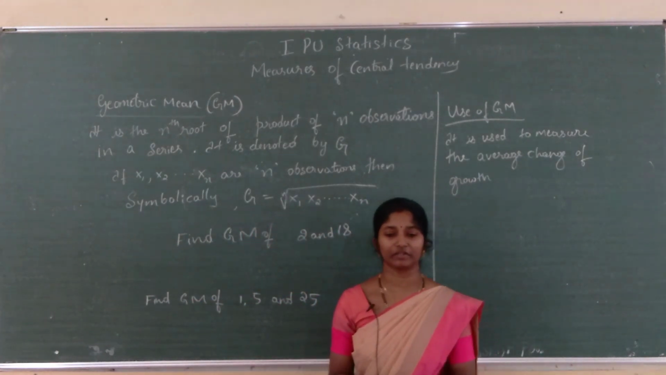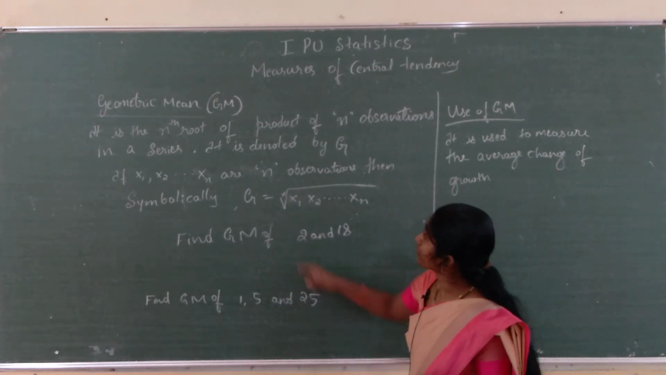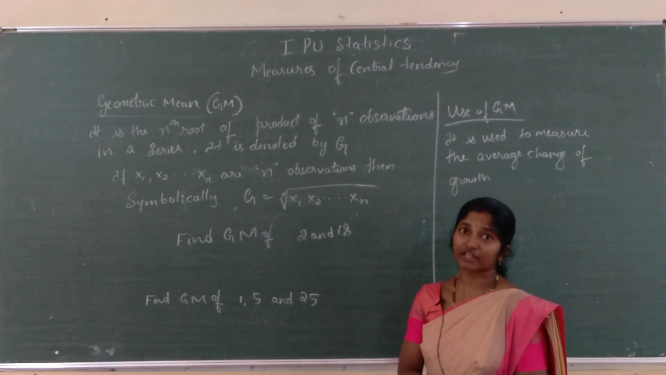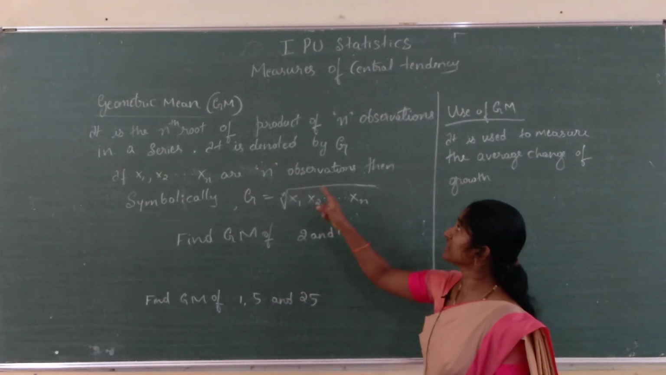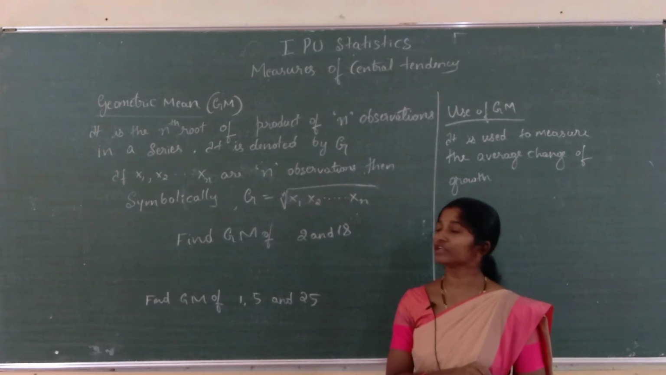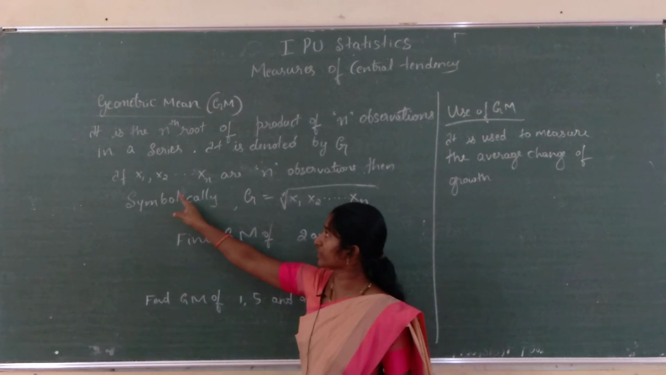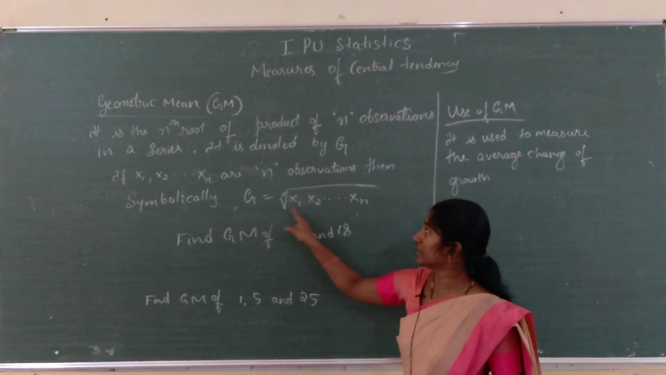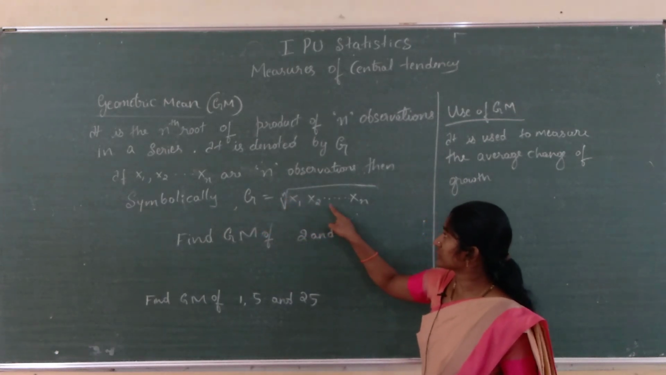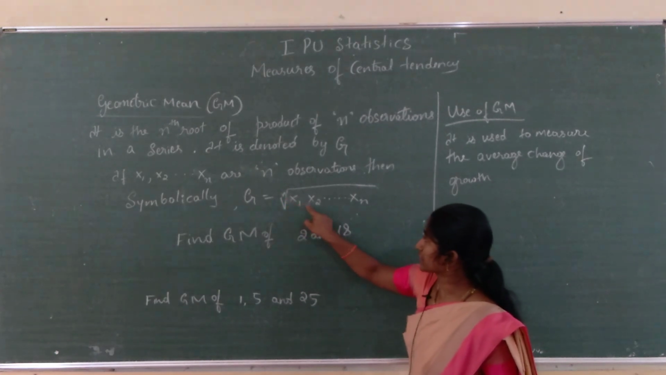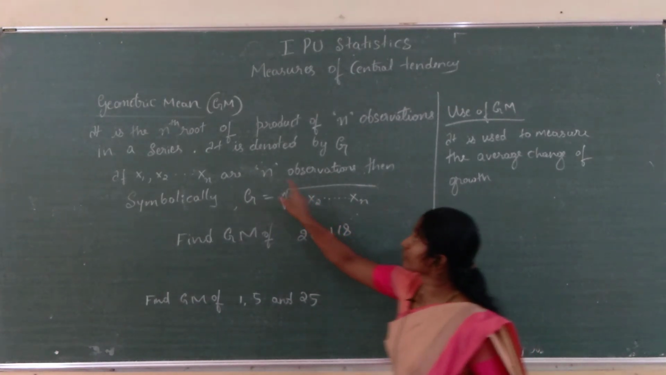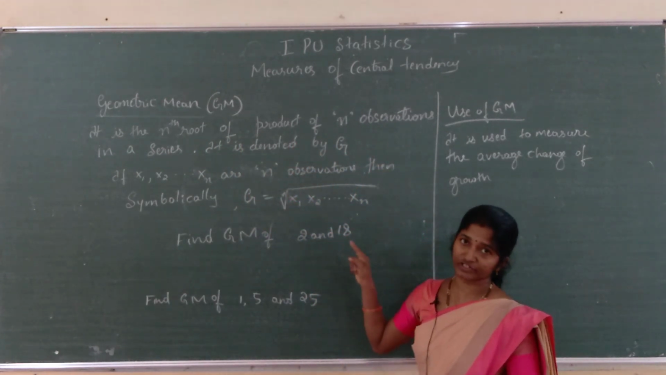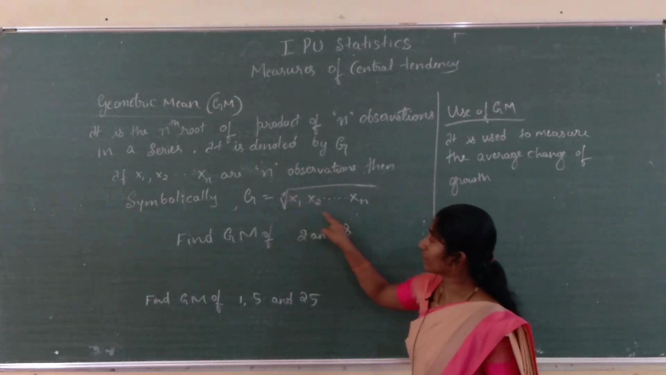See here, geometric mean is the nth root of the product of n observations in a series. It is denoted by G. If x1, x2, and so on up to xn are n observations, then symbolically, G is the nth root of x1 x2 ... xn. This is the nth root of the product of n observations. The observations that are given, you have to multiply.